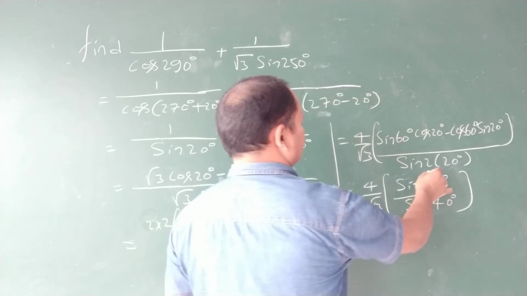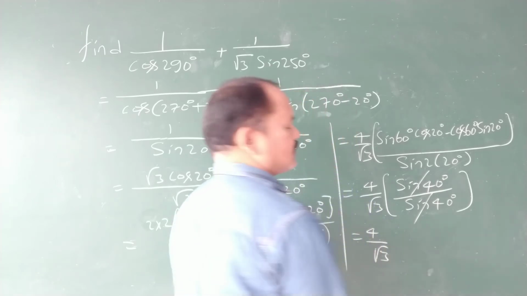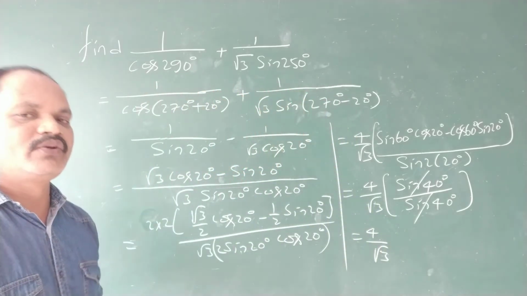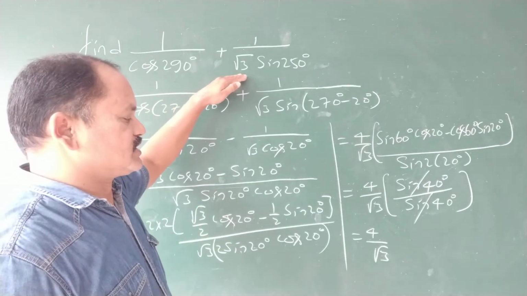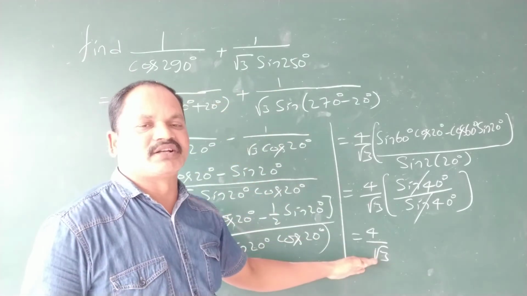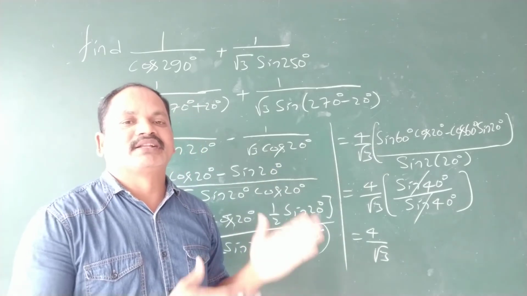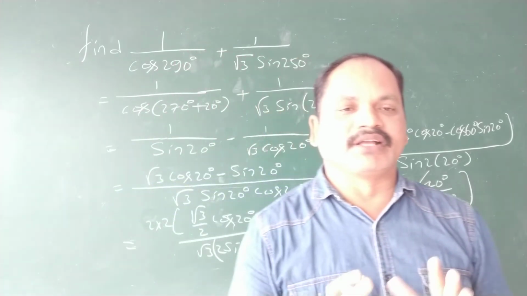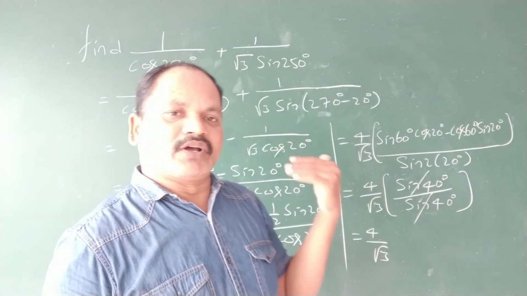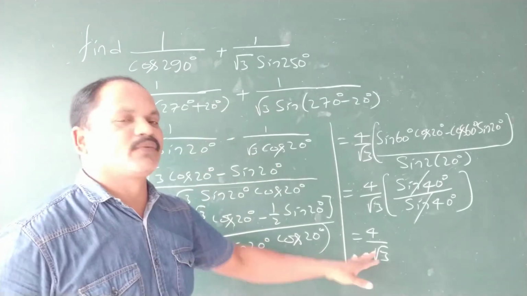So sin 40 gets cancelled. That's why 4 by root 3 is the answer. What you observe, in the denominator root 3 is there, then 4 by root 3 is the answer. In the previous question, in the numerator root 3 is there, that's why 4 is the answer. Have you clear? In the numerator root 3 is there, then 4 is the answer. In the denominator root 3 is there, 4 by root 3 is the answer.